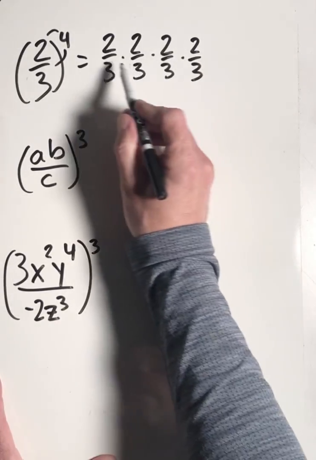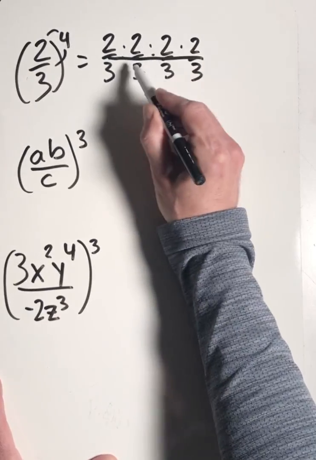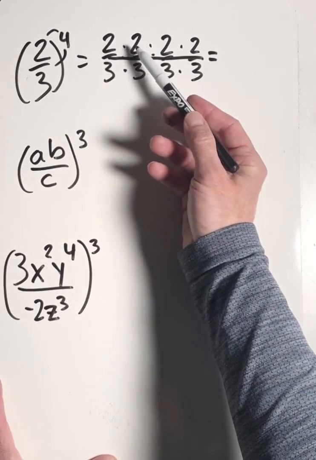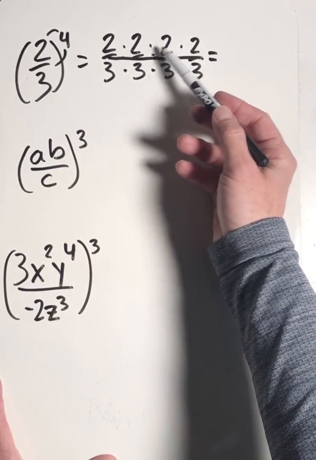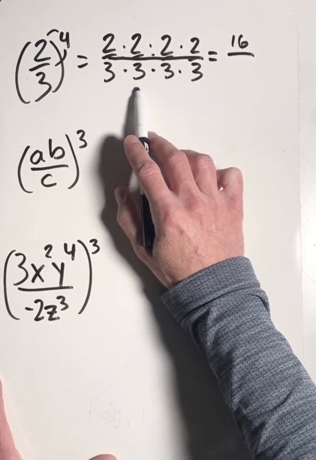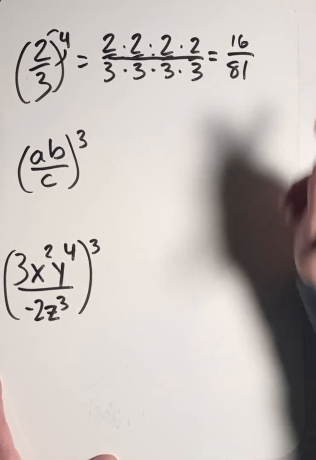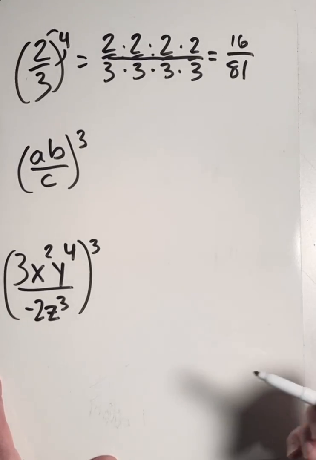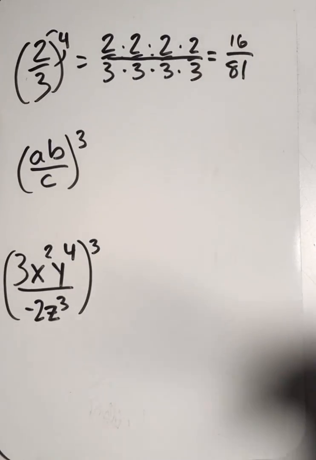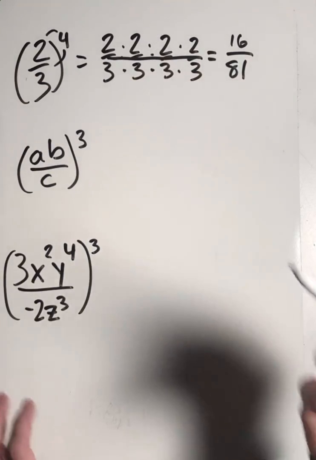We can then, because we're multiplying, just extend the fraction bar and look at this as a series of repeated multiplication. 2 times 2 is 4, times 2 is 8, times 2 is 16. 3 times 3 is 9, times 3 is 27, times 3 is 81. So this expression, 2 to the 4th power divided by 3 to the 4th power, is the same thing as 2 divided by 3, to the 4th power.